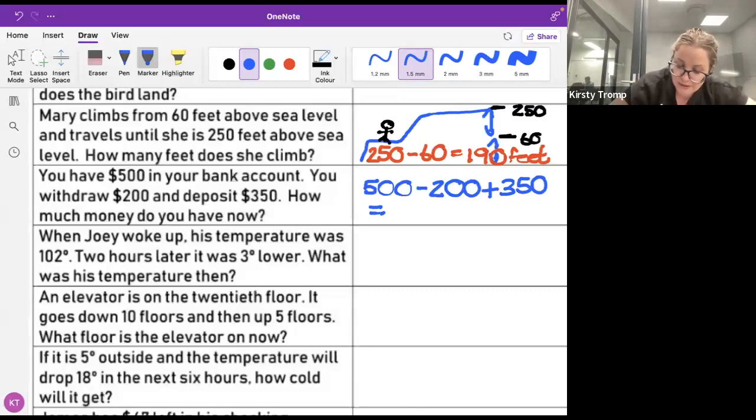When Joey woke up, his temperature was 102 degrees. 2 hours later, it was 3 degrees lower. What was his temperature then? I'm hoping that you remember from our lesson on Monday when we did our thermometers. We're going to say 102. When something is lower with temperatures, we're going to minus 3. And that's going to leave us with 99 degrees.